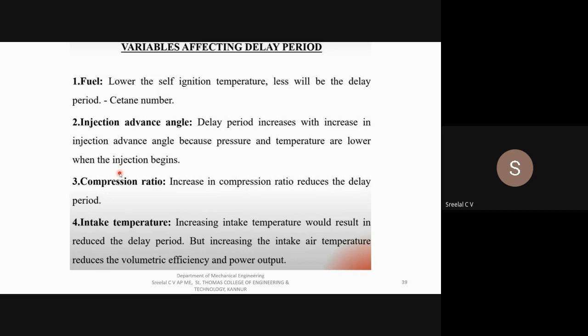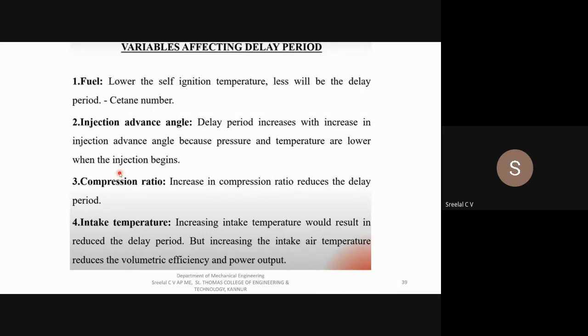Then we are discussing the compression ratio. We already discussed that an increase in the compression ratio reduces the delay period. Increasing the compression ratio means what? The density of the air will be higher. If we give more dense air inside, what happens? The pressure also increases, and as a result the temperature increases, above the self-ignition temperature. So at that time, if you are injecting that particular fuel, combustion will take place, so the delay period will be decreased as the compression ratio is increased.